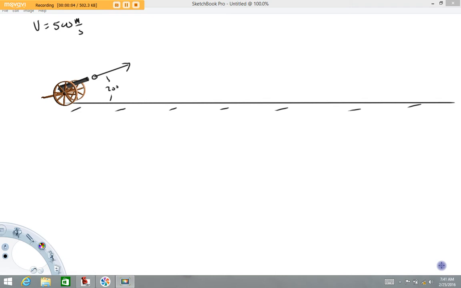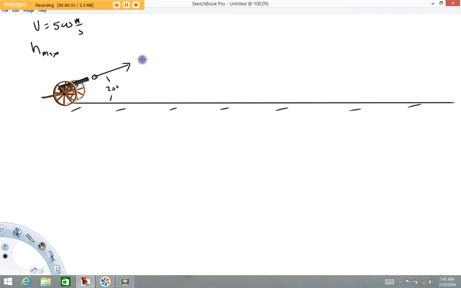The purpose of this video is to go through an example of how to apply the work energy theorem. In the example we're looking at, we've got this cannon, and it will fire this cannonball at a speed of 500 meters per second. We're going to imagine it does so in such a way that it makes a 20-degree angle with the horizontal, and what we're going to try to calculate is the maximum height reached by that cannonball.